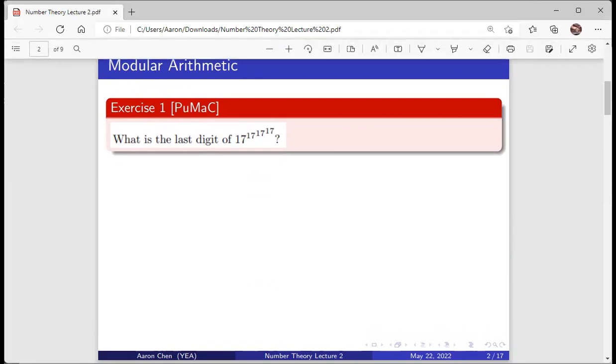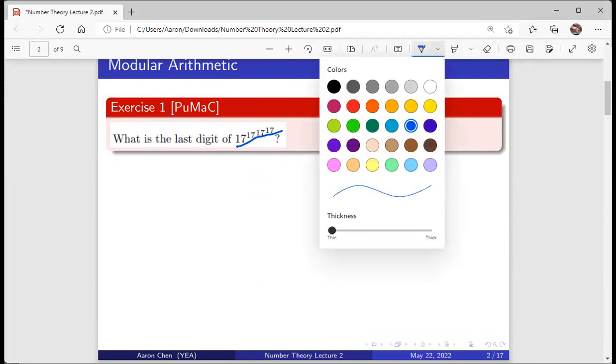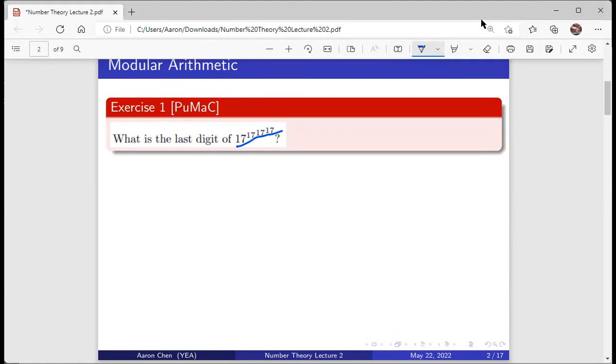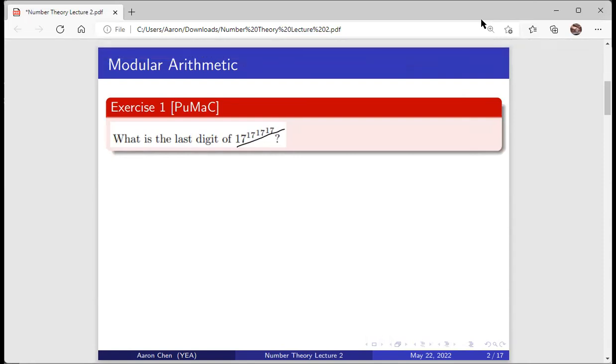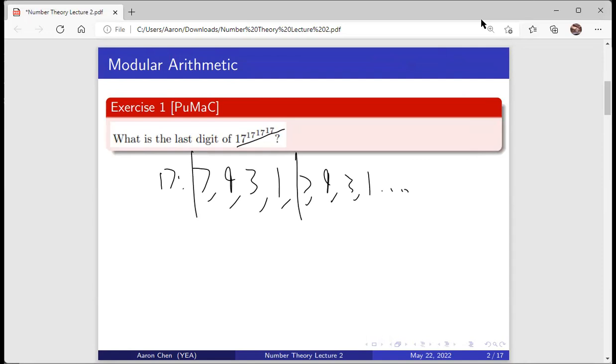We want to find the last digit of 17 to the 17 to the 17. So let me find the last digit. We can see that 17, the last digit is 7. In terms of perfect powers, it goes 7, 7 squared is 49, so 9, then 9 times 7 is 63, so 3, and 3 times 7 is 21, so 1, and then 7, 9, 3, 1, and so on. So it repeats in cycles of 4.